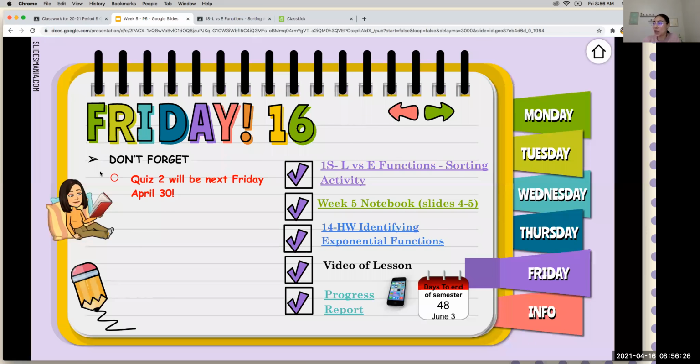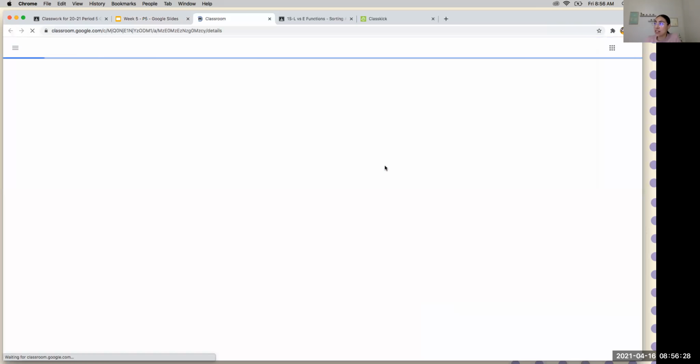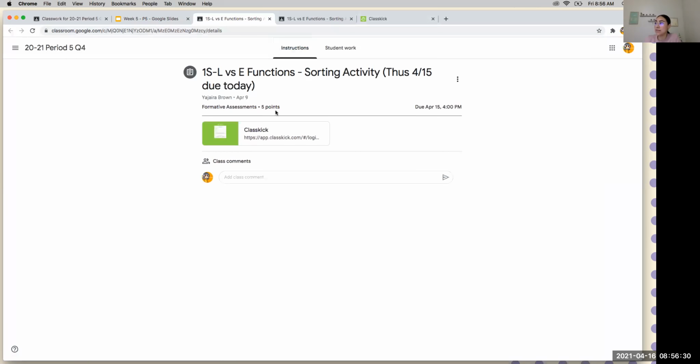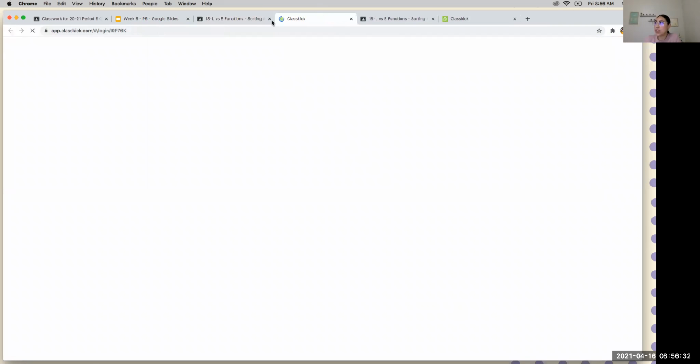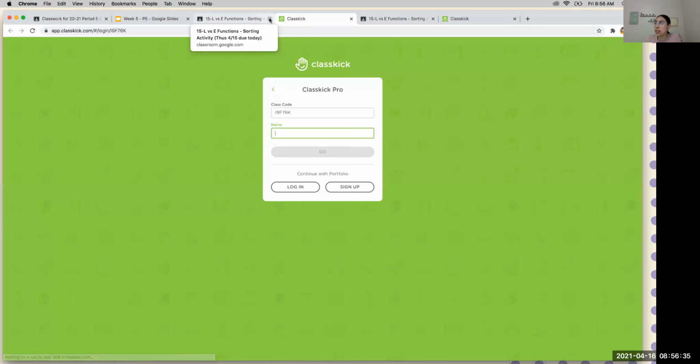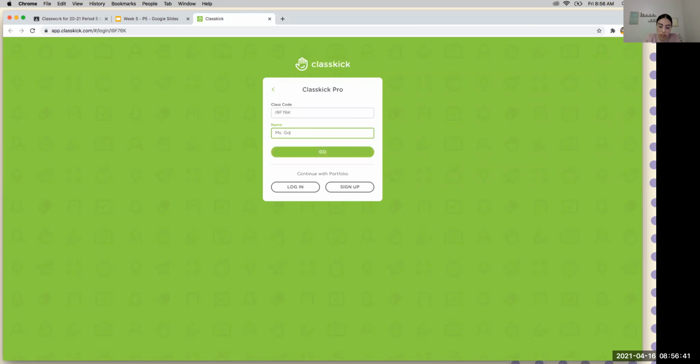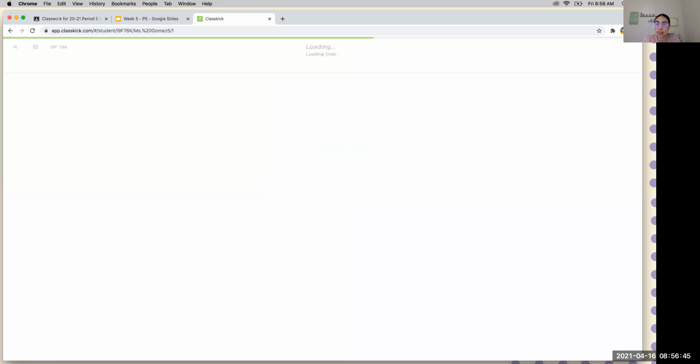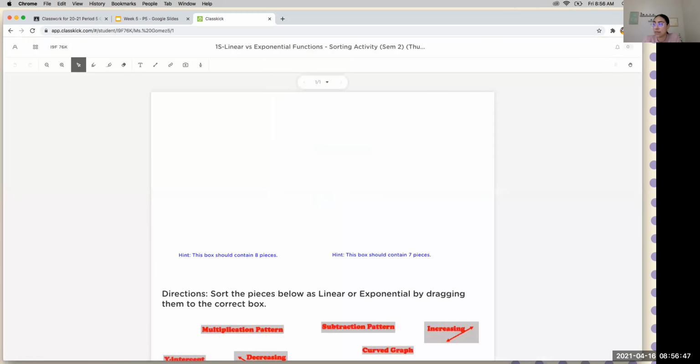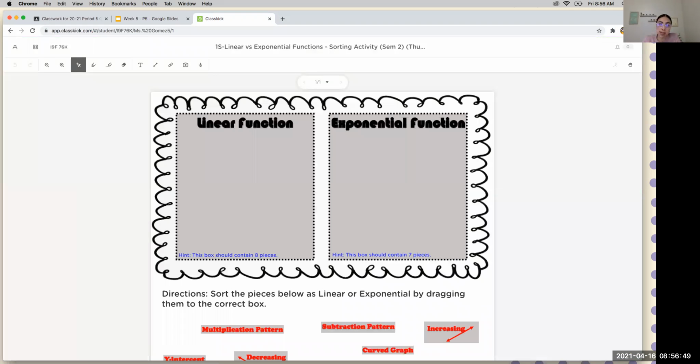All right, so we're gonna go ahead and get started on our first sorting activity. If you click on that, it'll take you to your Class Kick assignment. Some of you guys have completed it, so if you have, just make sure you're double checking the correct placement afterwards, after we do it together. But this is what it looks like.